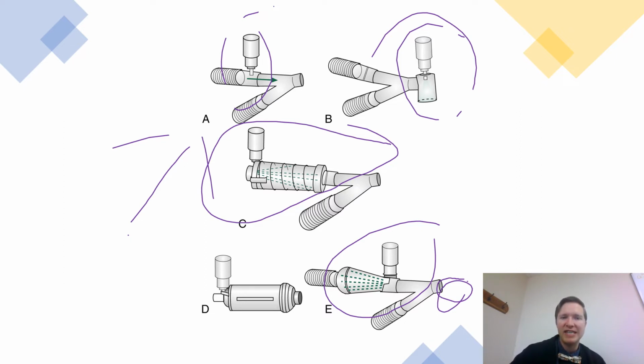And then letter D is just a chambering device in theory that you could use as well. So you have different options here. It just depends on your facility and what they deem is appropriate for that place.